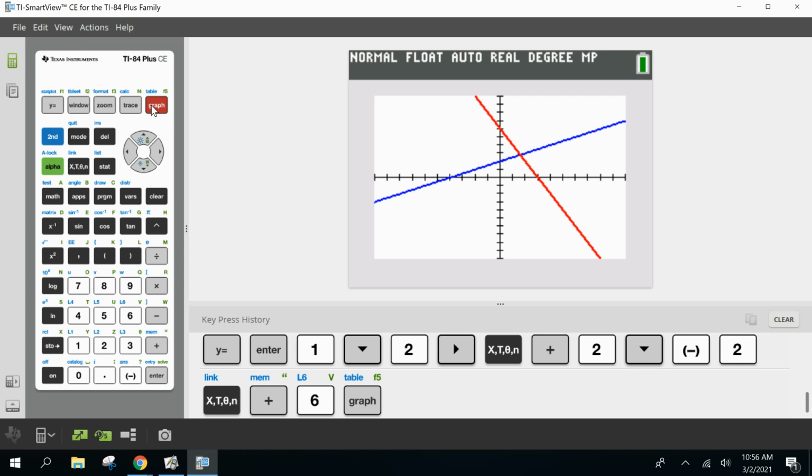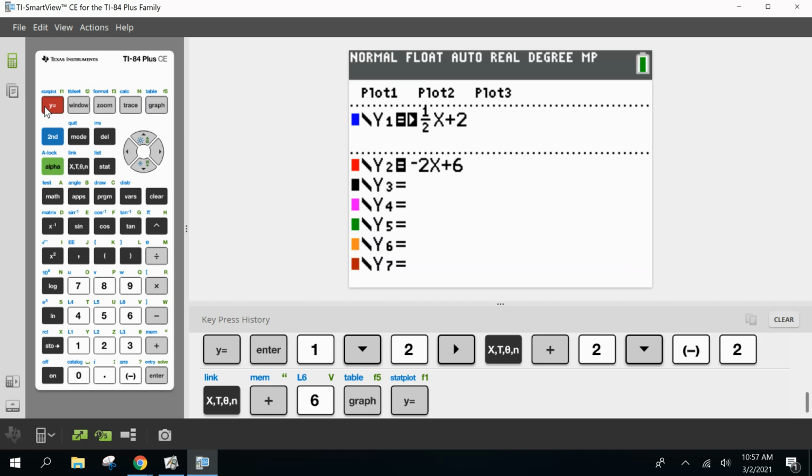Yes, Radhika? When I click graph, it gives me an error. Okay, go back to y equals. Do you have the negative symbol and not the subtraction symbol for -2x? Yeah, I do. Okay, now keep scrolling down. Make sure nothing else is written in like y3 through y10. Nothing's in there either. And you hit graph and you get an error? Yeah. What's the screen saying? It says error window range, and then it says 1 quit.